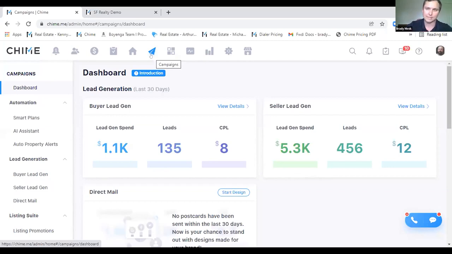But let's break down. I have a question on this, Brady. Yeah, go ahead. I see the buyer lead gen and the seller lead gen. Do those both go to Facebook and Google, or they do? Are we able to? Okay.